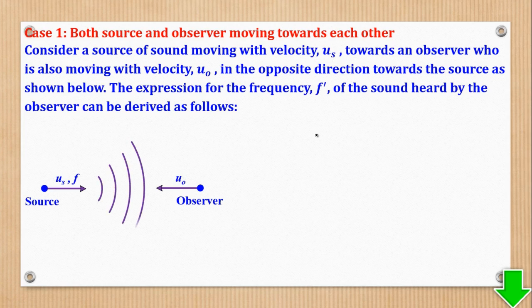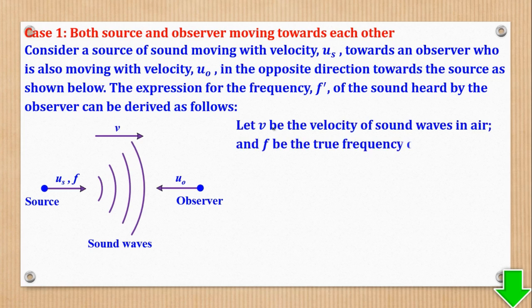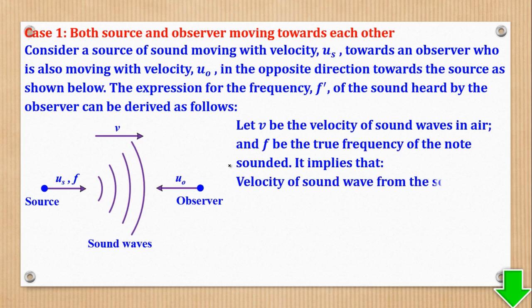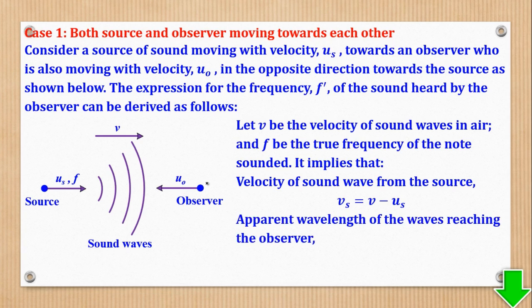So those will be the waves from the source reaching the observer, moving at a velocity V. V is the velocity of sound waves in air, and f is the true frequency of the note sounded. That means that the velocity of sound waves from the source, Vs, will reduce. Like I told you, when the source is moving towards the observer, Vs reduces. Then the apparent wavelength of the waves reaching the observer will be Vs over f, where Vs is this, so you can substitute. So you've got lambda prime.